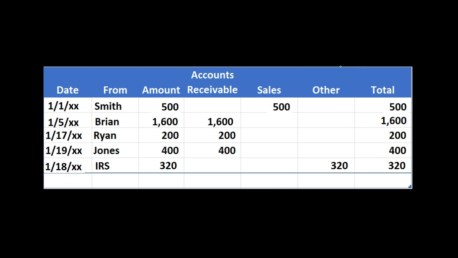Then once this is done, at the end of the week, the day, or the month, we can sum up the columns. We would then record this as one lump journal entry for this time period into our accounting records, meaning cash is going to be debited by the total amount of $3,020. Then we're going to credit the other accounts that make up that $3,020, including accounts receivable, crediting $2,200, the $500 for sales, and the $320 to some account related to the return we got from the IRS.